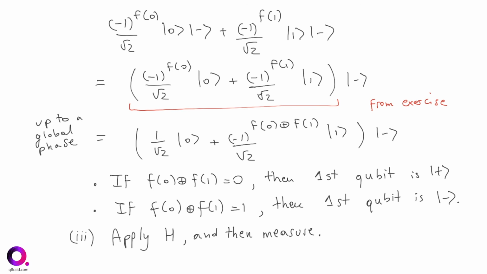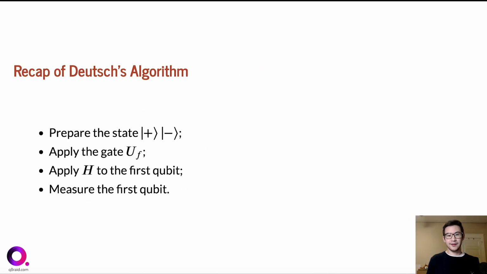Now, I strongly recommend that you go over all of the steps of Deutsch's algorithm and make sure that every step is clear to you. So I'll conclude with a recap of Deutsch's algorithm, which, after all is said and done, is actually pretty simple. The algorithm starts by preparing the state ket plus on the first qubit and ket minus on the second qubit. It then applies the 2-qubit gate UF, so it queries the function f.